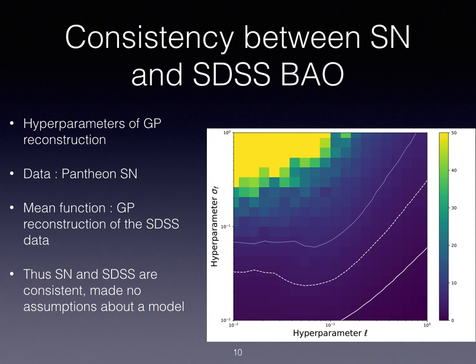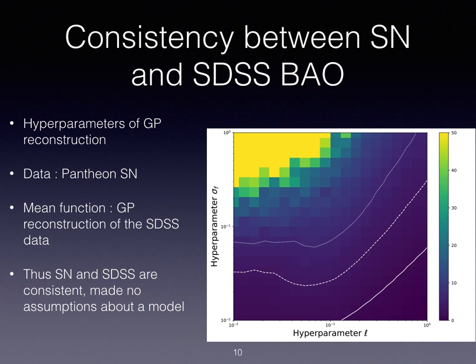In order to test the mutual consistency of the two datasets, we can choose the mean function for a GP regression of one of the datasets to be a GP reconstruction of the other. Schematically, we start with the best fit LCDM expansion history to, for example, the SDSS BAO dataset, which we use as a mean function for a GP regression of that same dataset. We then use the median GP reconstruction of the SDSS eBOSS BAO dataset as a mean function for a GP regression of the Pantheon dataset.